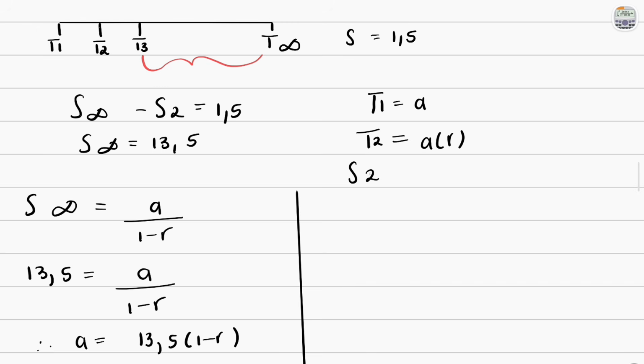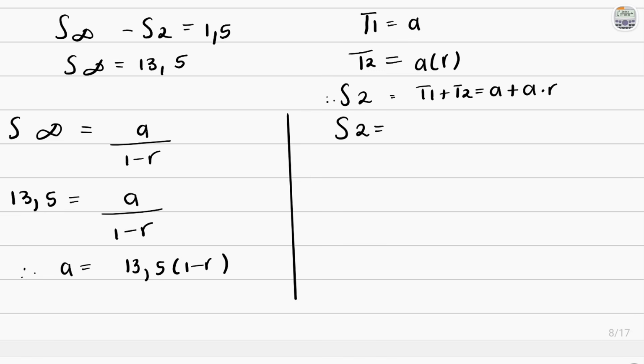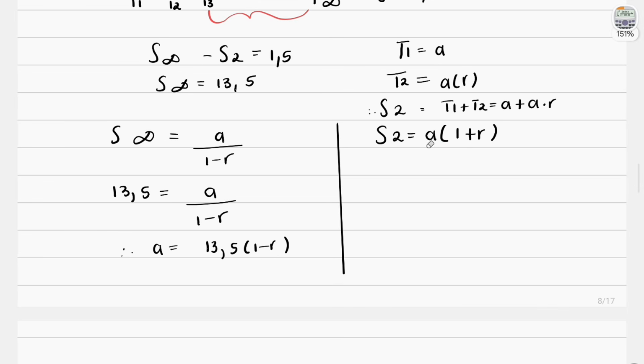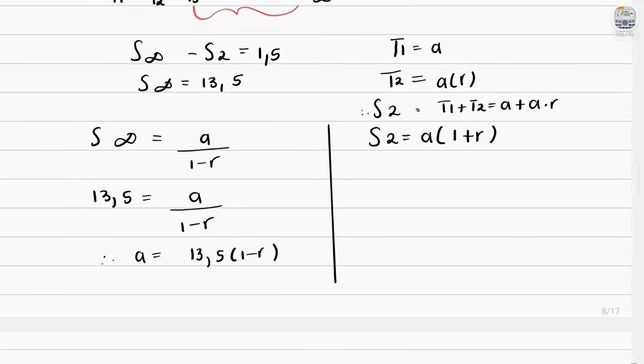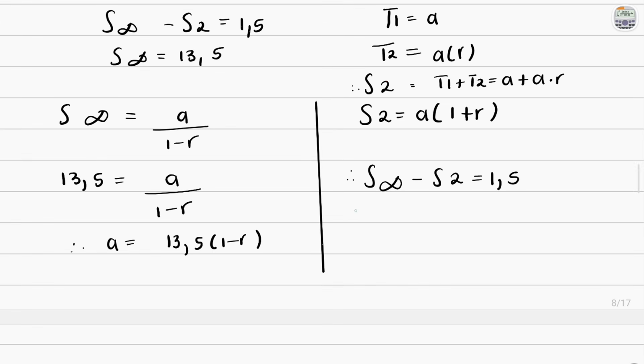So the sum of two terms is term 1 plus term 2, which is really just a plus a times r. Okay, so the sum of these two terms will equal, so we're just going to take out that common factor of a, and now we have 1 plus r. Okay, so that is the sum of two terms that we have. And now we can just rewrite this. So we're saying that the sum to infinity minus the sum of two terms is equal to 1.5. And we know the sum to infinity is 13.5. And this is minus a times 1 plus r is equal to 1.5.